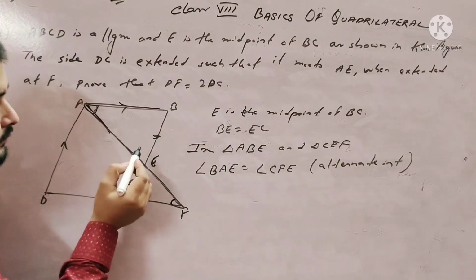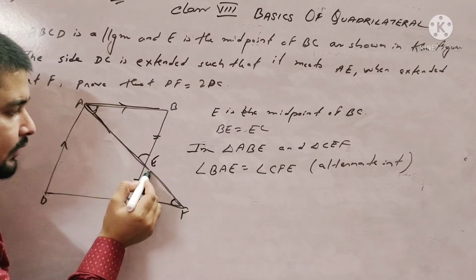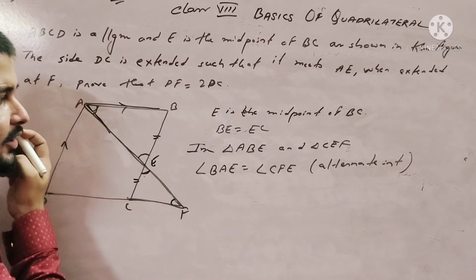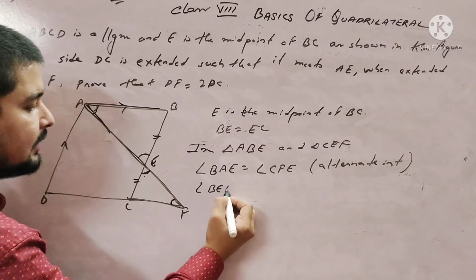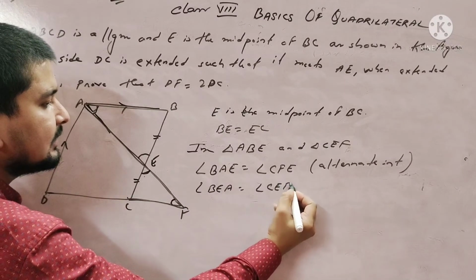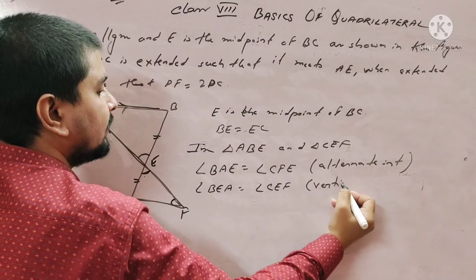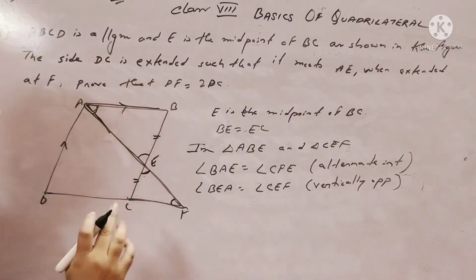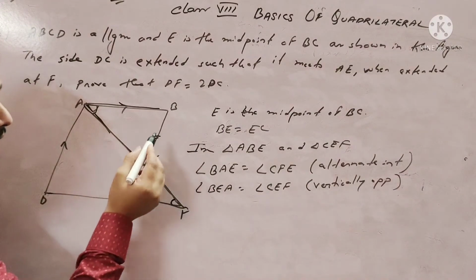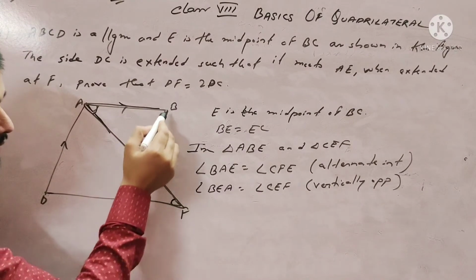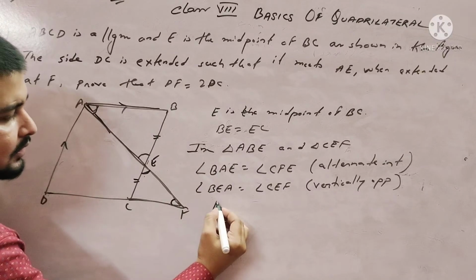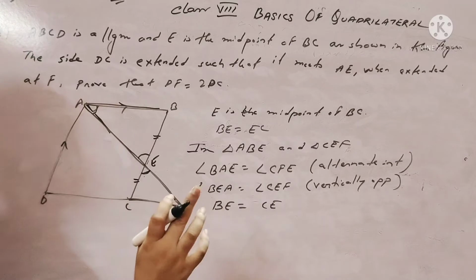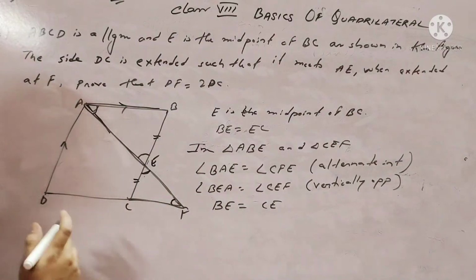Again you see, this is equal to this. Vertically opposite angles are equal, so angle BEA equals angle CEF. Vertically opposite angles are equal. And now you see that these sides are equal, because given BE equals CE. This one is equal.